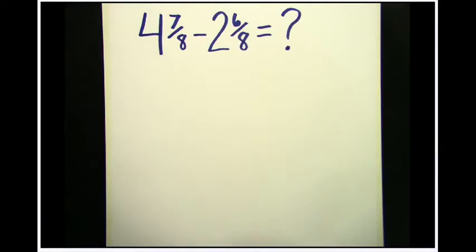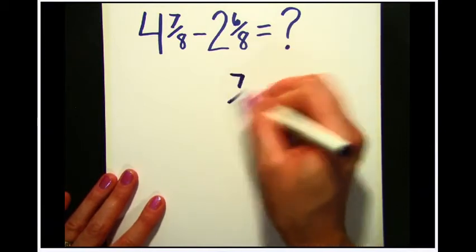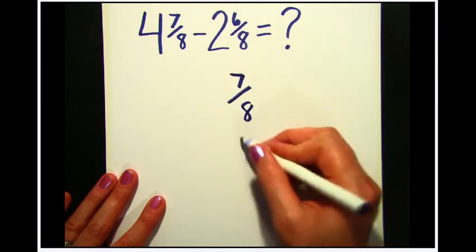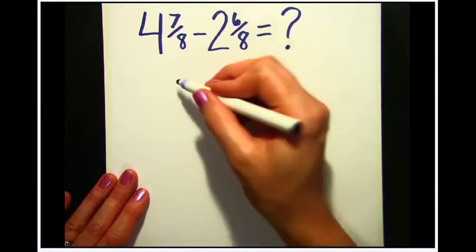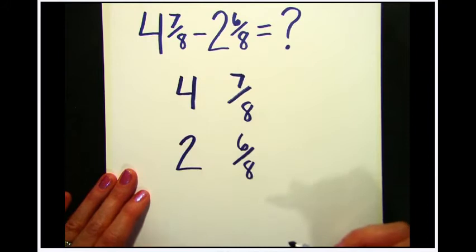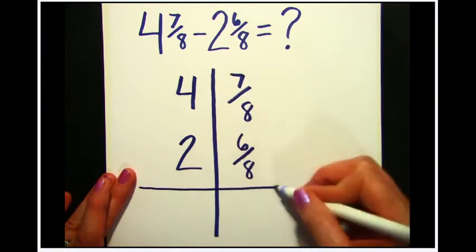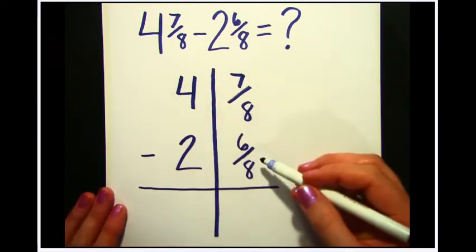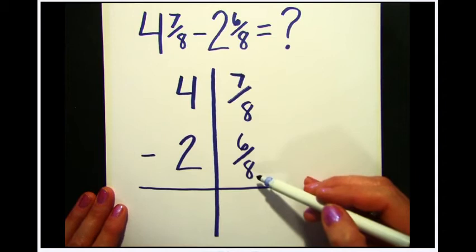If I were to use the standard algorithm to solve this problem, I would first have to line up my fractions, 7/8 and 6/8, and then I would need to make sure my whole numbers were lined up as well. Then I need to refer to my denominators, which tells me how many parts are in each whole. I see that they're the same, which means I can subtract.